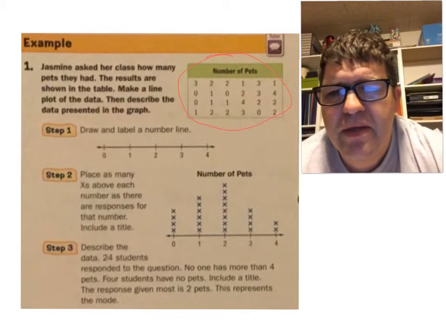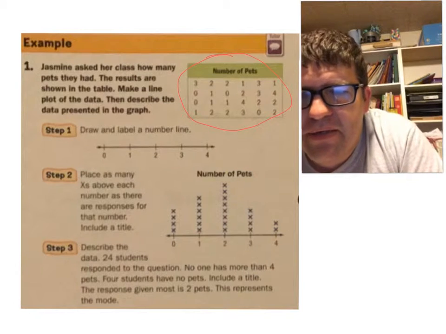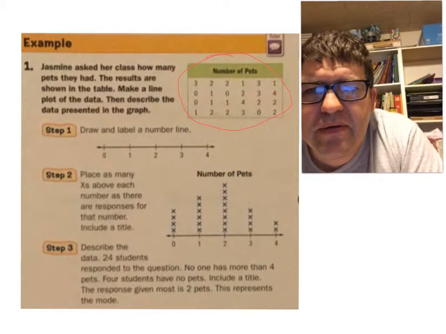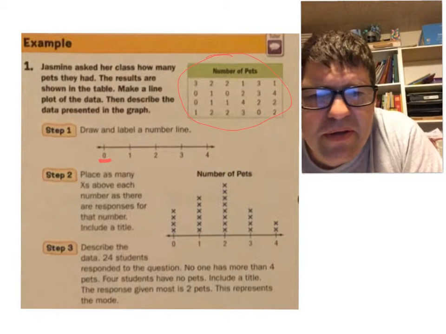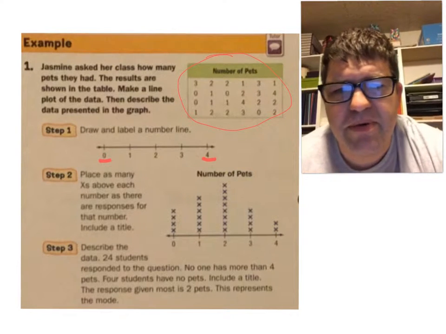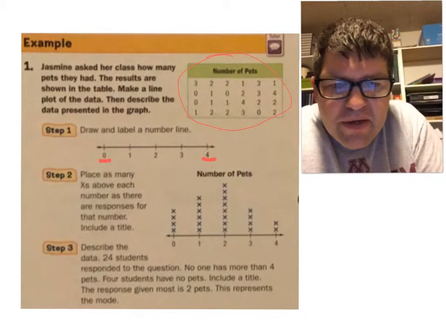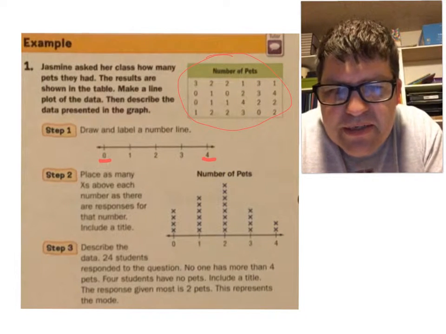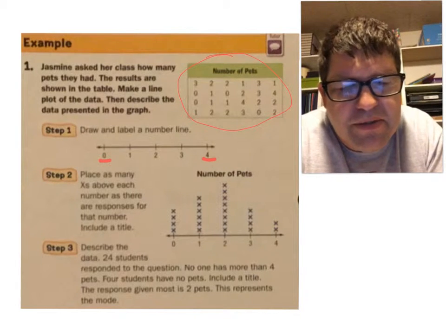Okay. So we want to draw a number line. So we put 0 there and 4 there because 4 is the most. And that's our number line. And then we come over here. Step 2 is to place as many x's above as the number of responses.